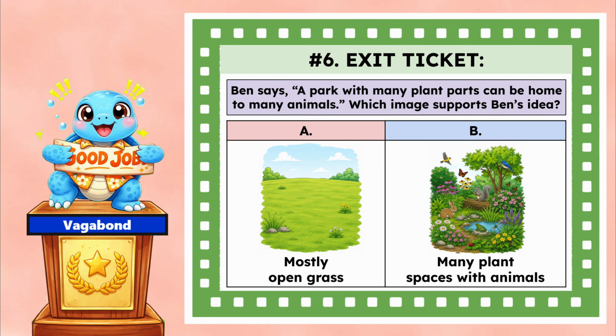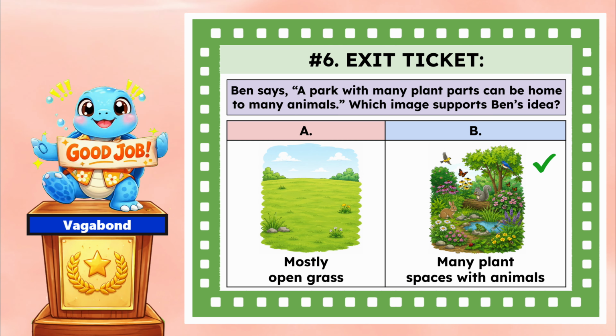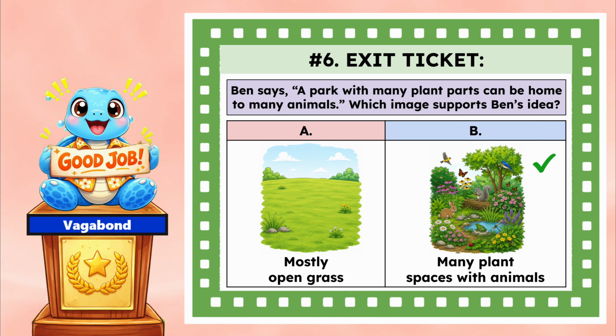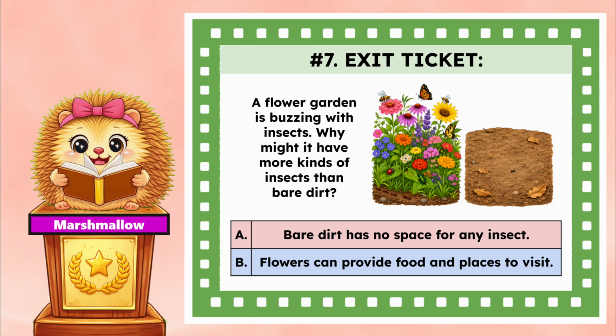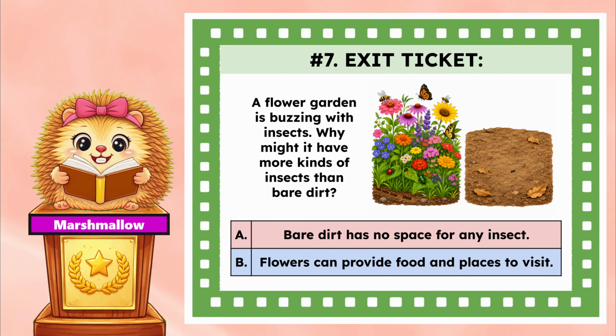And the correct answer is letter B, many plant spaces with animals. A flower garden is buzzing with insects. Why might it have more kinds of insects than bare dirt?